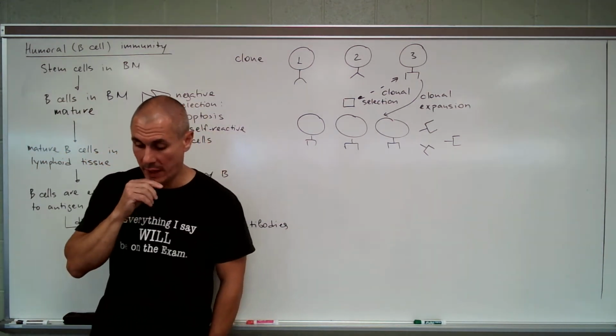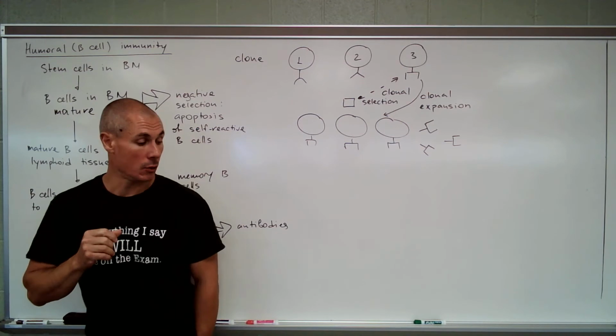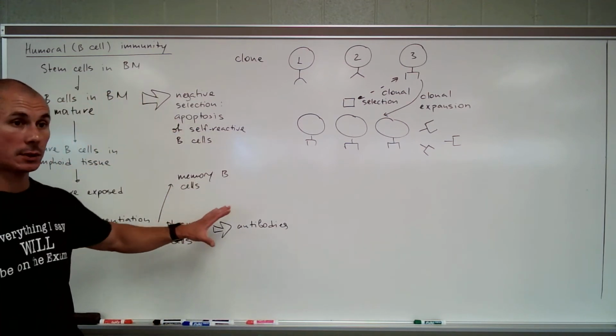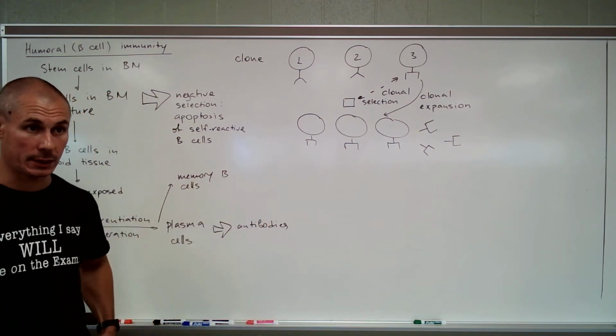So, clonal selection and expansion. You've got plasma cells that produce antibodies. You've got memory B cells.